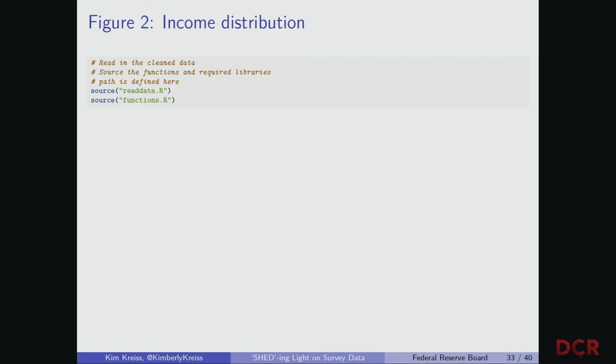And this is where we've written some of our own programs. So we have two programs here, and the first is a read data program. So this is going to read in a clean data set, as I mentioned. So it will do all the internal cleaning that we want to have. And then it'll define some paths that everyone's going to use. So it's going to make sure that people are using the same data set.